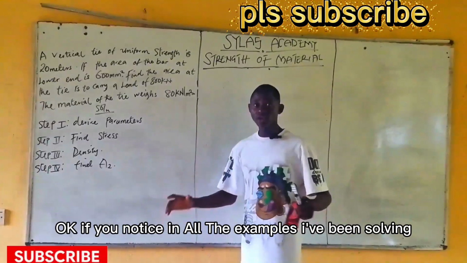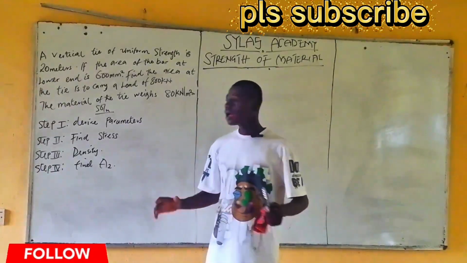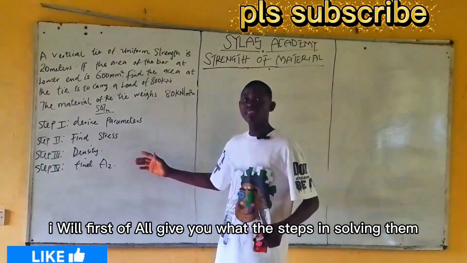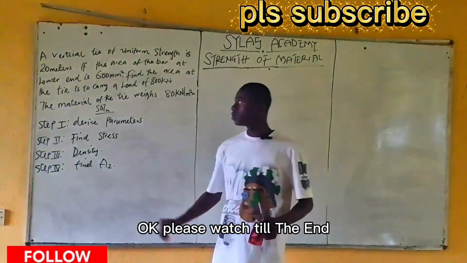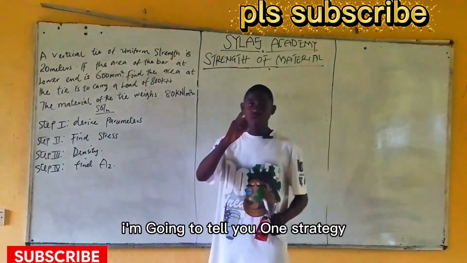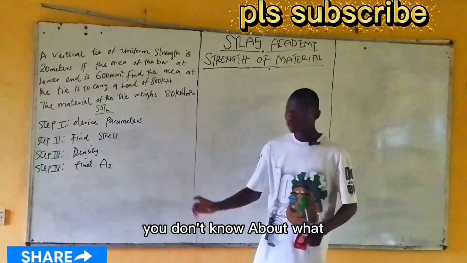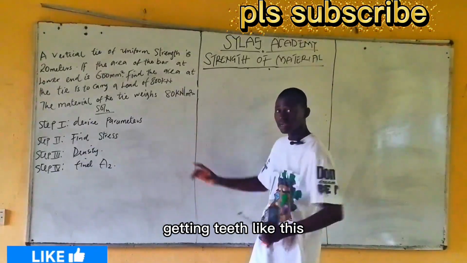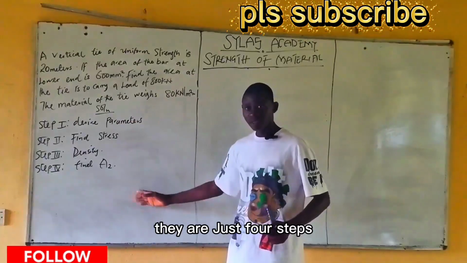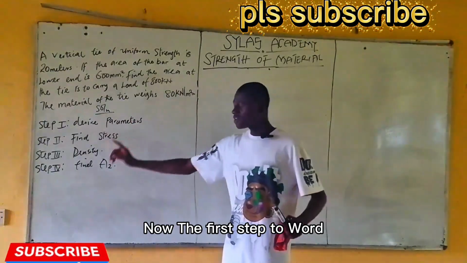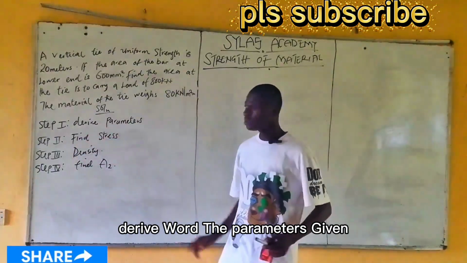Okay, if you notice in all the examples I've been solving, I will first give you the steps in solving them. Please watch till the end because at the end of this video, I'm going to tell you one strategic thing you don't know about getting things like this. Now I've given you the steps. They are just 4 steps. They're very simple to solve them. Now the first step is to derive the parameters given.